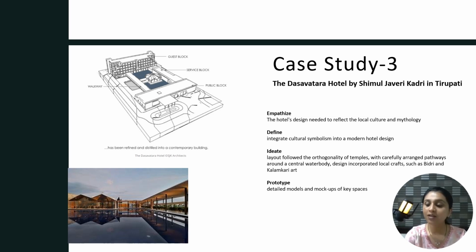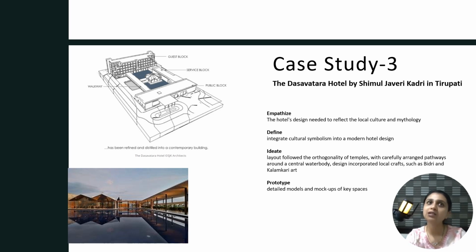Now, as a modern architectural hotel, it can give you very many opportunities to create a very serene environment, to create nice spaces around a water body, which also symbolizes how temples were being made earlier. So, they used this temple orthogonality with carefully arranged pathways around a central water body, and they incorporated the designs with local crafts such as beadry and kalamkari art.